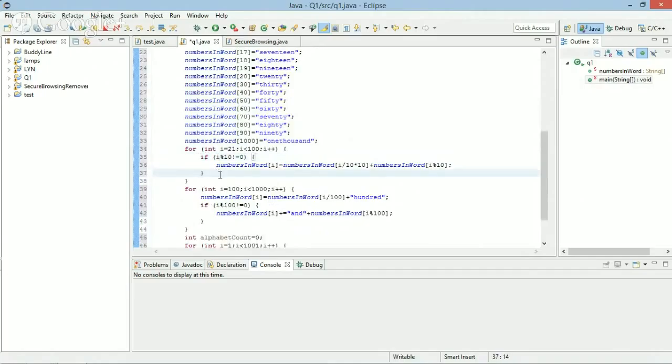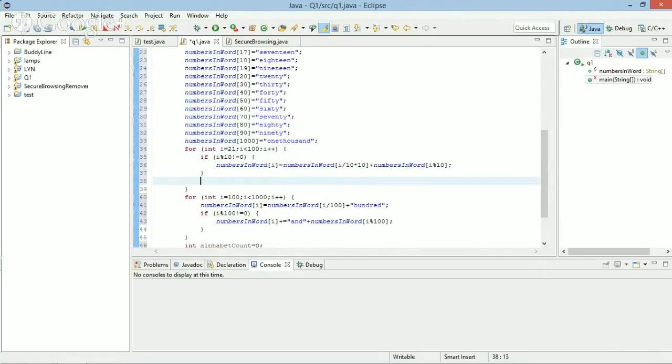So let's see how the algorithm works. We are extracting the digits, the first digit and the last digit here. The first digit, I use i divided by 10 times 10. Let's say I have 21. The first digit will be 2, so 21 divided by 10 times 10 gives 20. And the last digit is 1. I'm using the modulus of 10 here.